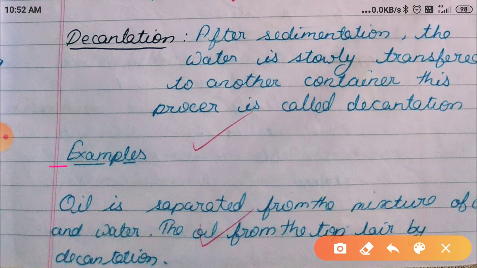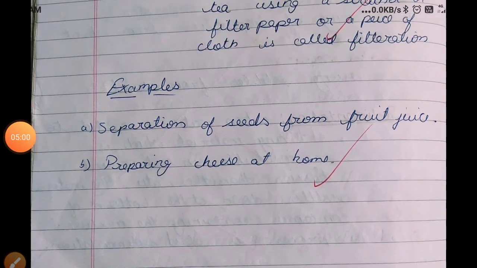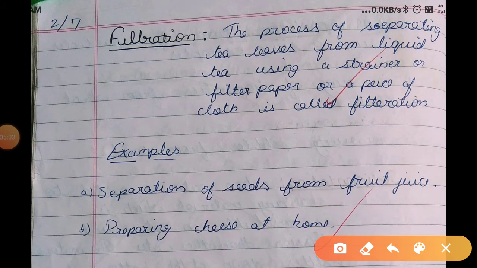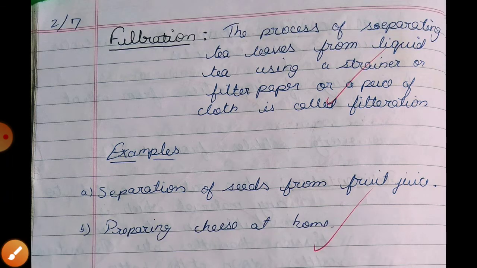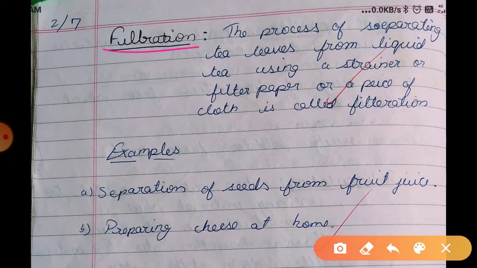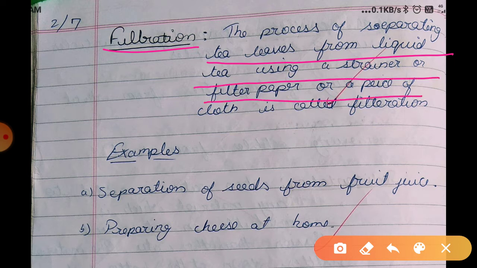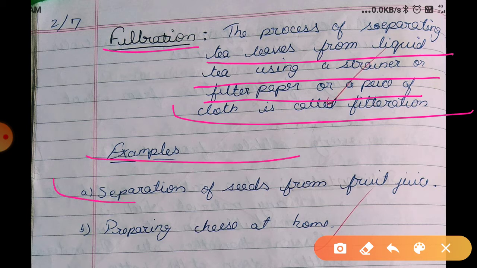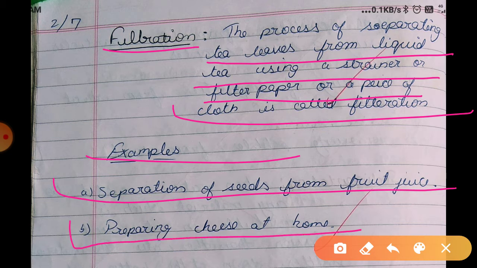Examples: oil is separated from the mixture of water and oil from the top layer by decantation. Next, filtration. The process of separating tea leaves from the liquid tea using a strainer or filter paper or piece of cloth is called filtration. Example: separation of seeds from the fruit juice, preparing cheese at home.